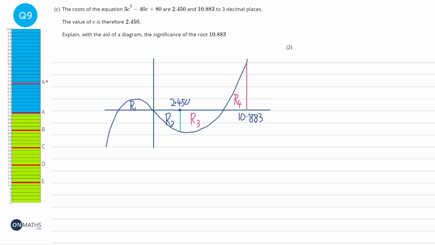10.883, because the areas of R3 and R4 are equal. So say the area of R3 is, I don't know, minus 20, the area of R4 would be 20, and they would just cancel out, and you're left with 0. And so R1, which is here, will equal all of this, and it will be the same thing. Or R1 will just equal this.